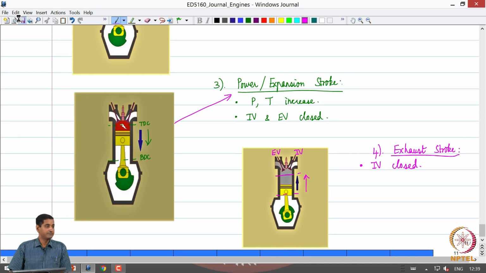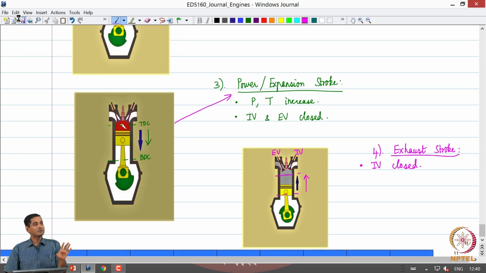So, for the power stroke, I could understand why temperature increases because it's an exothermic reaction, and it's expanding, the volume increases. How exactly does the pressure also increase? Pressure increases because the volume increase is not so significant when compared to the amount of thermal energy you release.